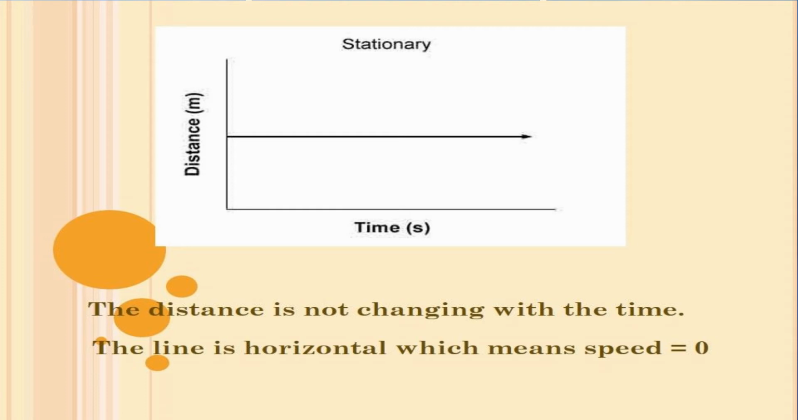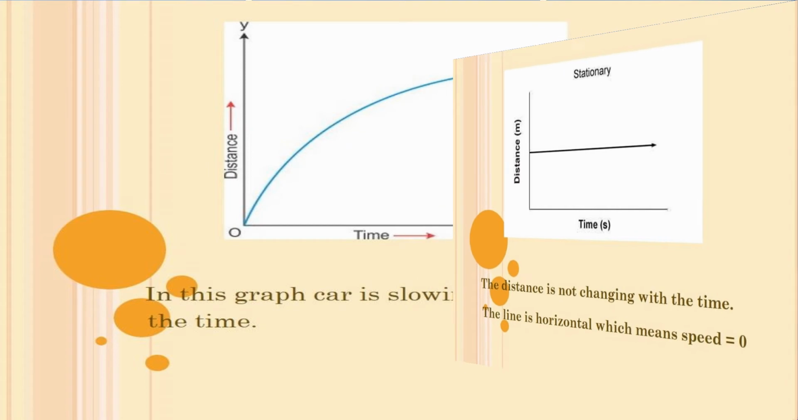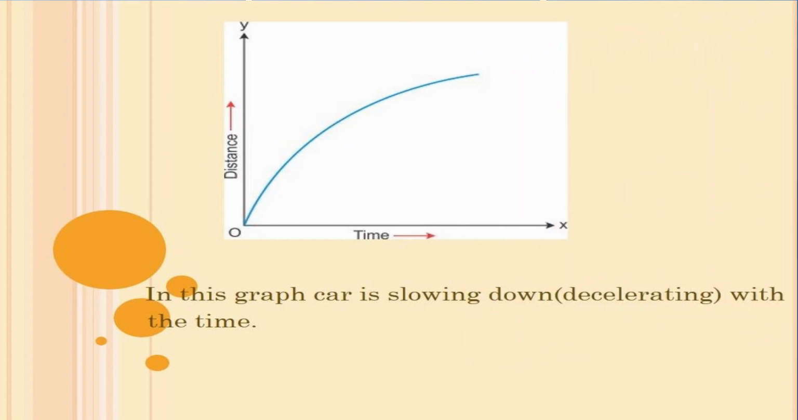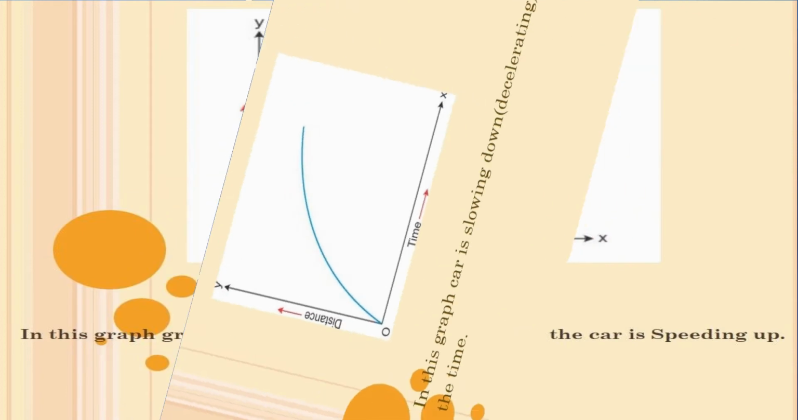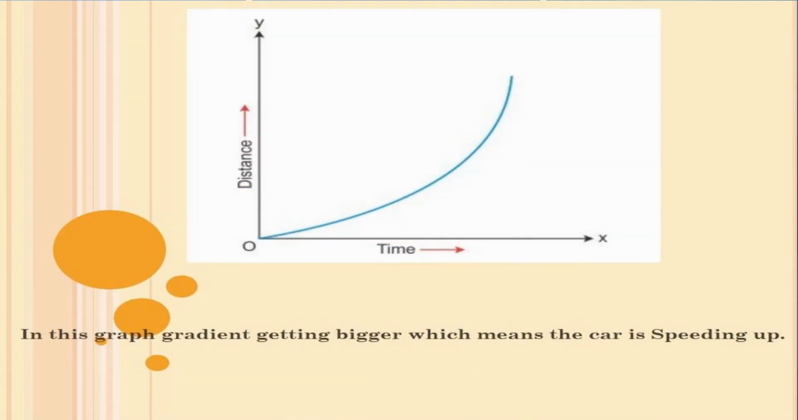The next graph that you can see here is slowing down with the time, which means it is a deceleration. The other graph that you can see here, the gradient is getting bigger, which means the car is speeding up.